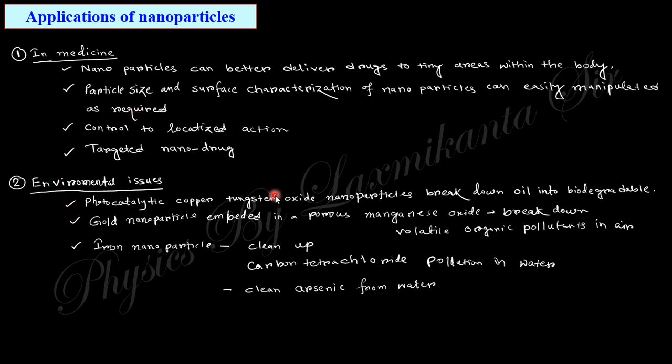And environmental issues are another important part, such as photocatalytic copper tungsten oxide nanoparticles break oil down into biodegradation, and gold nanoparticles used in porous manganese oxide break down the volatile organic pollutants in the air. So for air pollution you can use gold nanoparticles. Iron nanoparticles are mostly used in water pollution, that is carbon tetrachloride pollution is cleaned up, and also arsenic is cleaned up by iron nanoparticles. So you can see for environmental purposes nanoparticles are used widely.